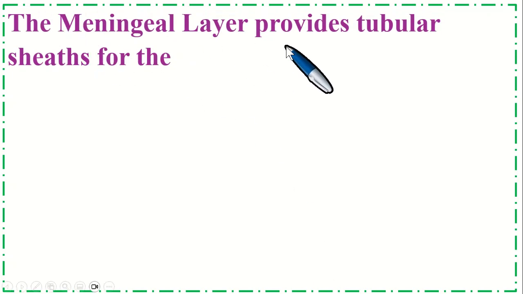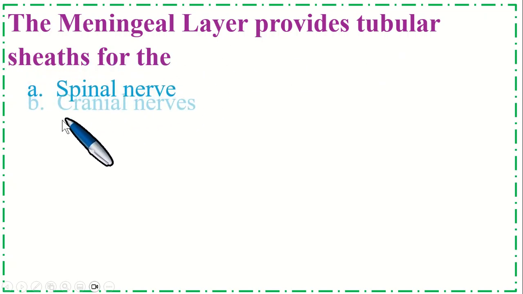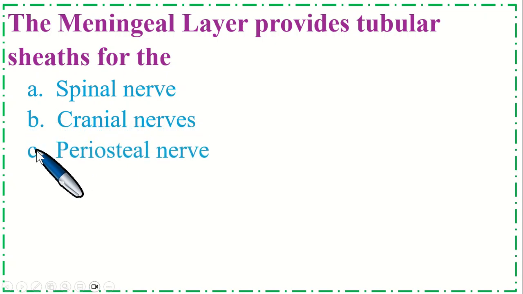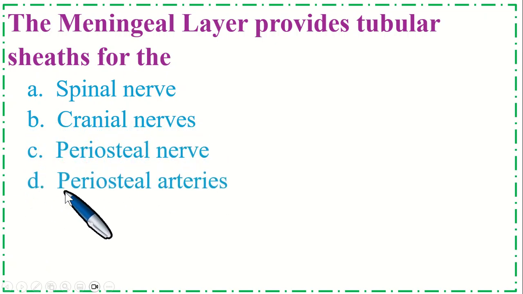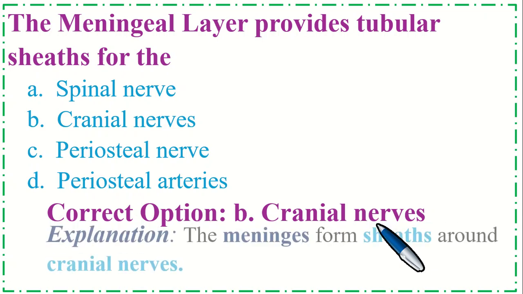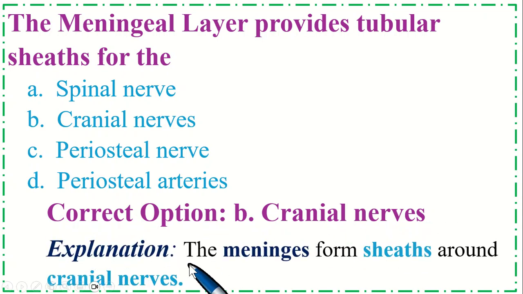The meningeal layer provides tubular sheath for the option A spinal nerve, B cranial nerve, C periosteal nerve, and option D periosteal arteries. So the correct option is B cranial nerve. Explanation is the meninges form sheaths around cranial nerve.